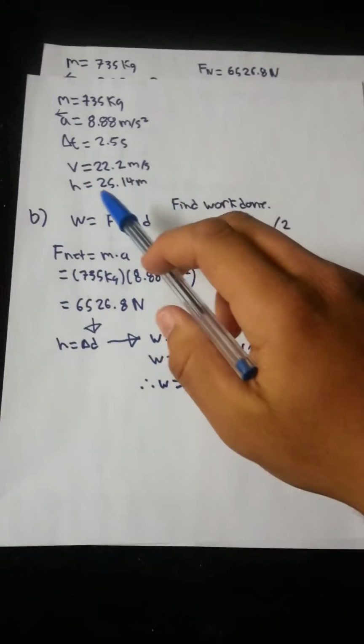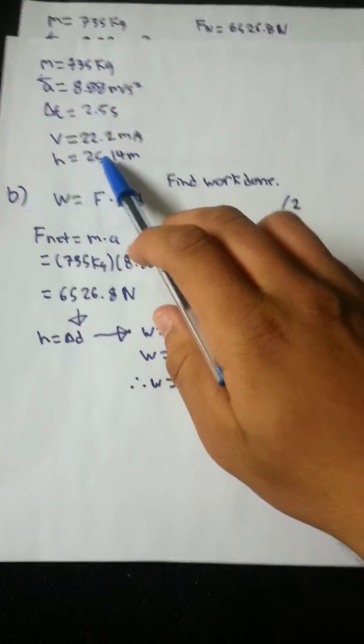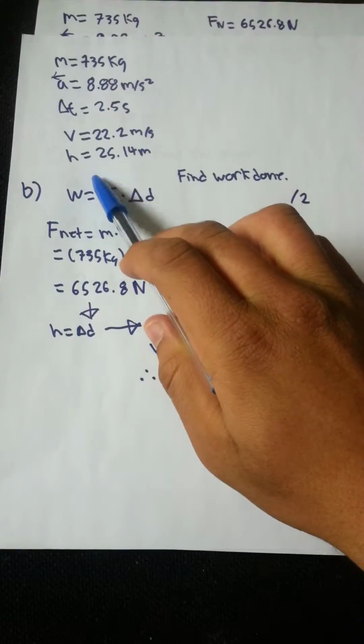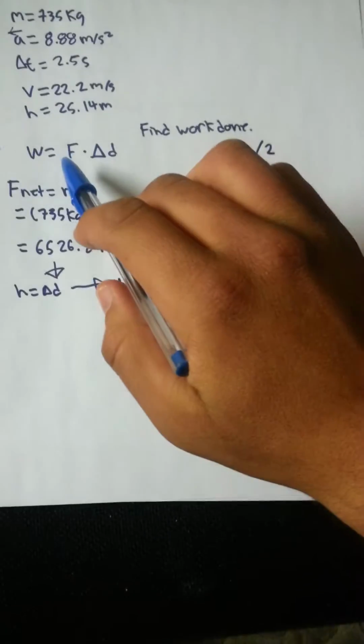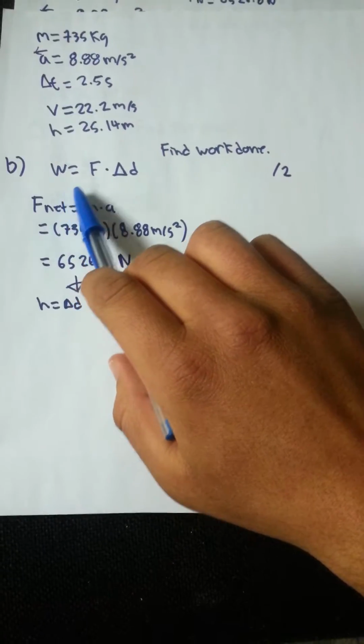There we go. And I get to breathe. Okay. So velocity is 22.2 meters per second, and height is 25.14 meters. So we're looking for force, or work, sorry.